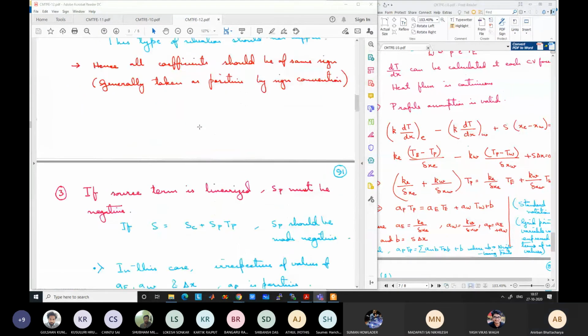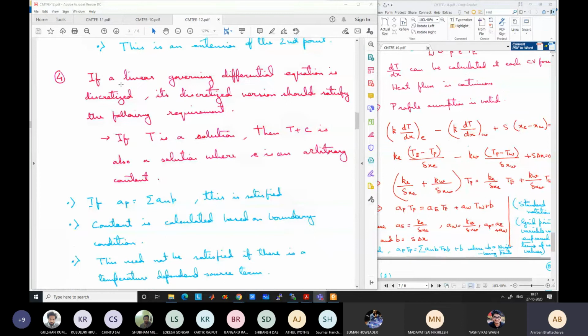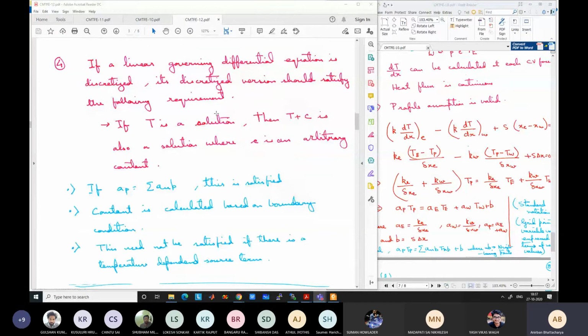There is another point which is true in some cases, if we are solving a linear governing differential equation and there is no source term.